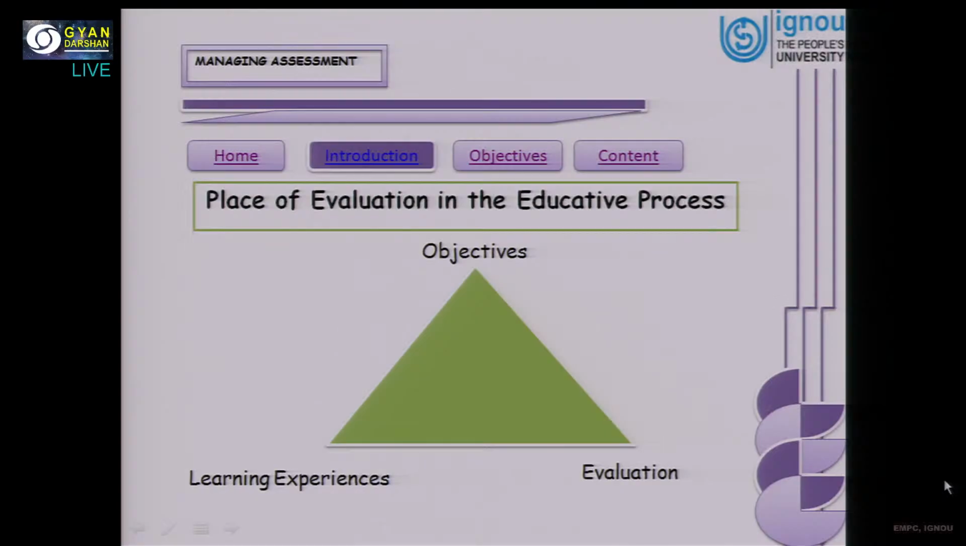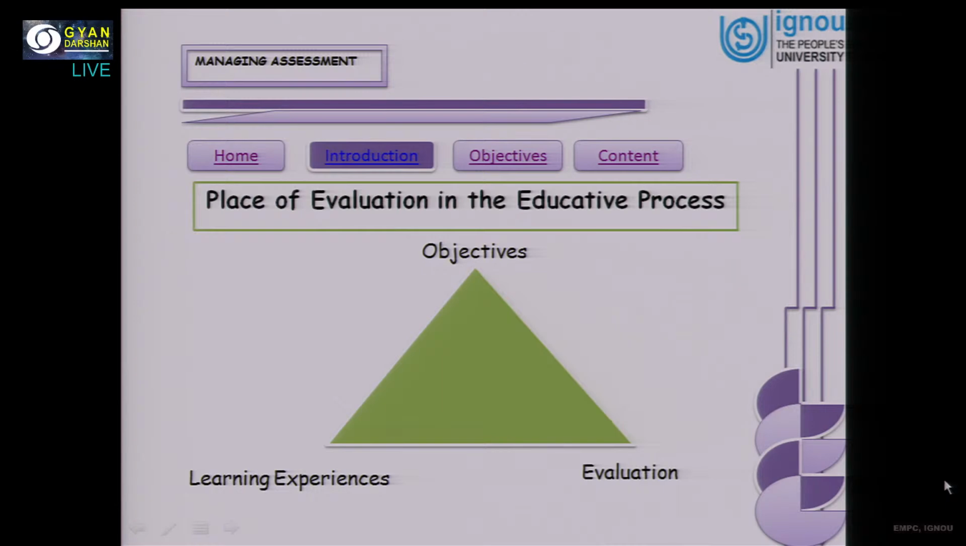The next thing we are going to discuss is the place of evaluation in the educative process. What is the role of evaluation? We have seen in the characteristics of evaluation that there is an interrelatedness between objectives, evaluation, and learning experiences. What do we mean by objectives? They are the observable and measurable changes that happen after the process of instruction. After framing the objectives, what is important is that we frame the learning experiences based on the objectives. How do we frame the learning experiences?